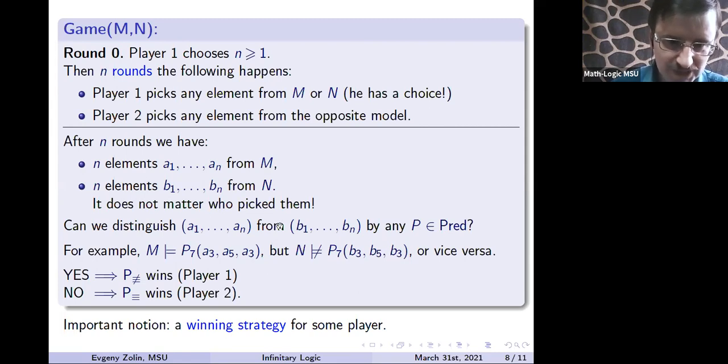В принципе, все это можно, конечно, делать и для бесконечных сигнатур. Эта игра осмысленна. Другое дело, что она не будет связана той теоремой, которую мы сейчас сформулируем, с неразличимостью этих моделей формулами языка. Она будет связана, но некоторыми другими формулами совсем другого языка. Значит, в теории игр есть такое понятие: выигрышная стратегия.